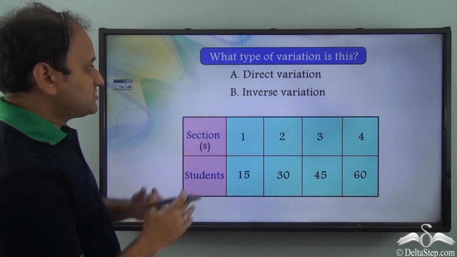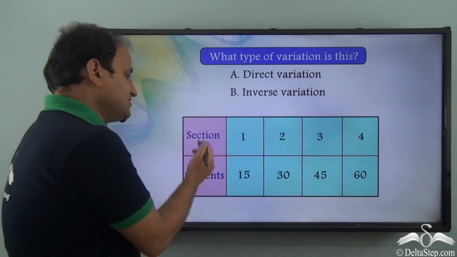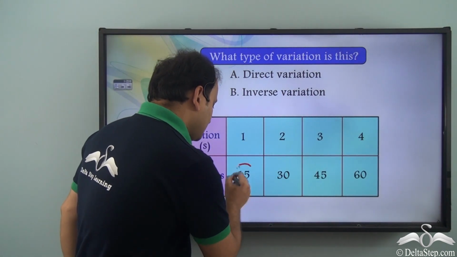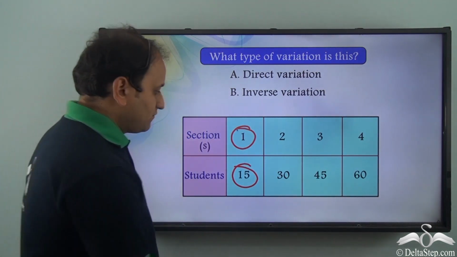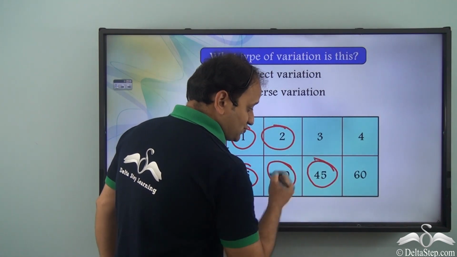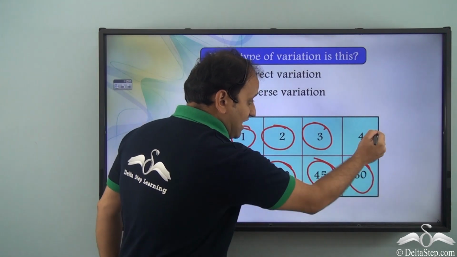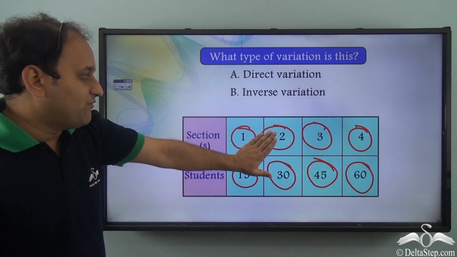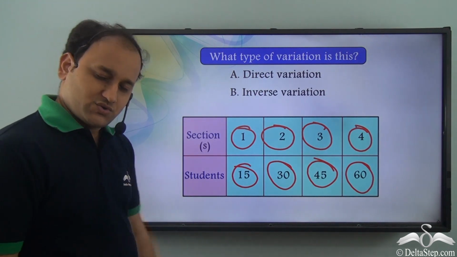So now can you answer this question? What type of variation is this? So we have sections and students. So when there are 15 students, we have only one section. When we have 30 students, we have two sections. When we have 45 students, then we have three sections. And for 60 students, we have four sections. So what type of variation does it show? Direct or inverse? What do you think?